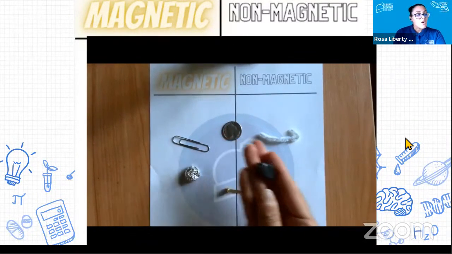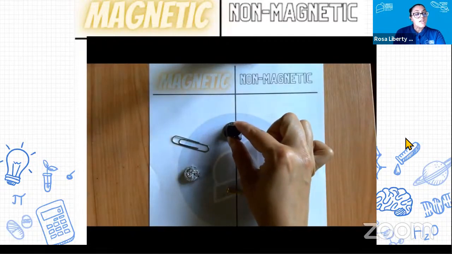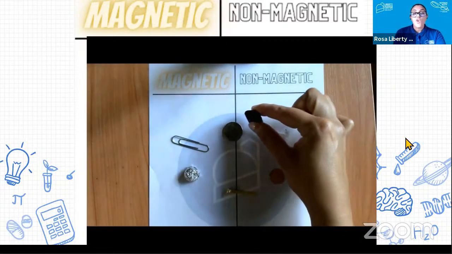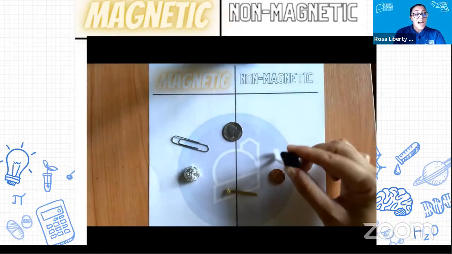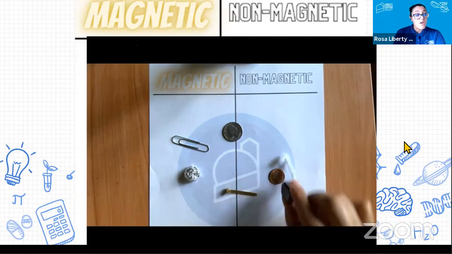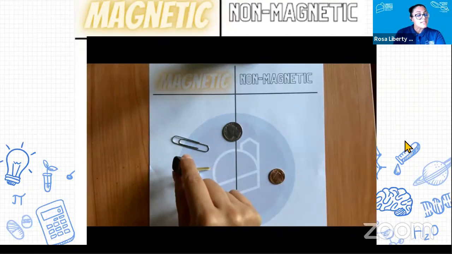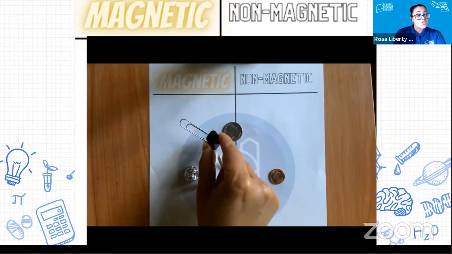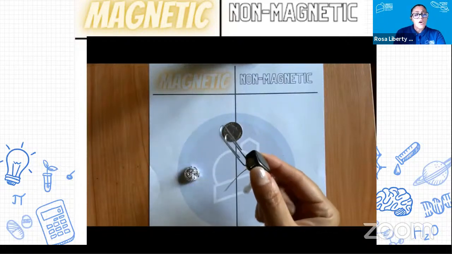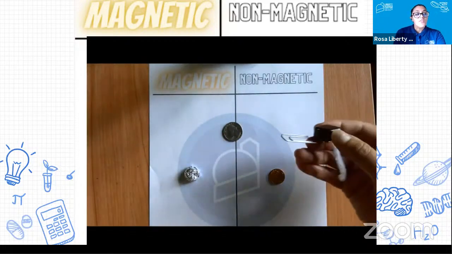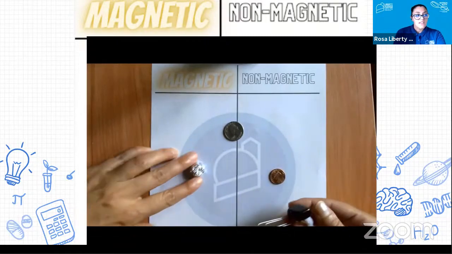It's a small magnet. And I'm touching the quarter. No reaction. In fact, I didn't mean to touch the pipe cleaner, but it got attracted. The penny did not get attracted by the magnet. The brass fastener did, aluminum foil did not, and the paper clip did.